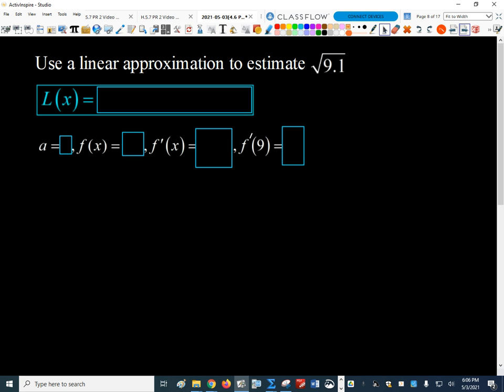So let's take something like 9.1. This is set up perfectly here because we know that the square root of 9 is 3, so that's a very convenient value of our input.